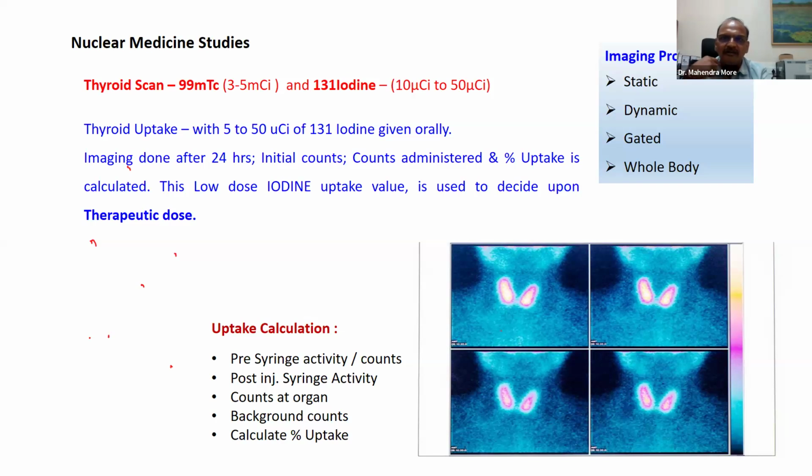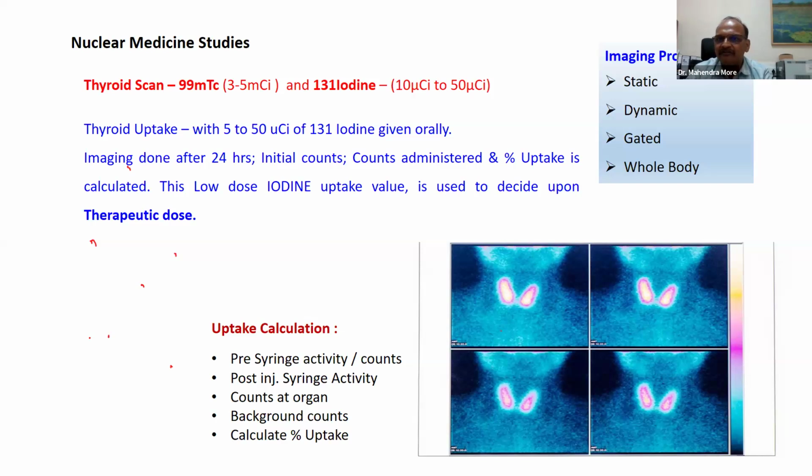So in the image, you see the background neck with some counts. We take a background, and we know the pre-syringe and post-syringe counts, so we know the injected activity. We get the total uptake. Around 30 to 50% is the uptake in the thyroid gland of the radioiodine or of the technetium in a normal thyroid gland.